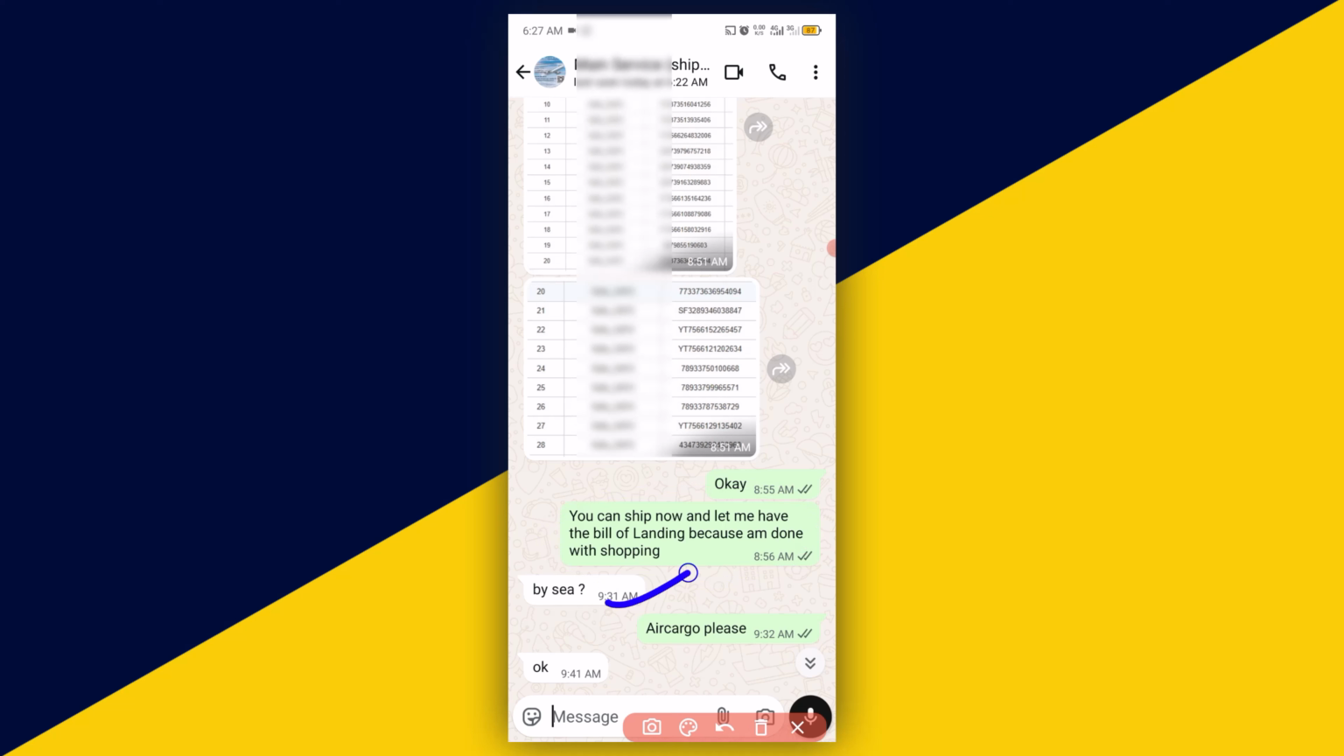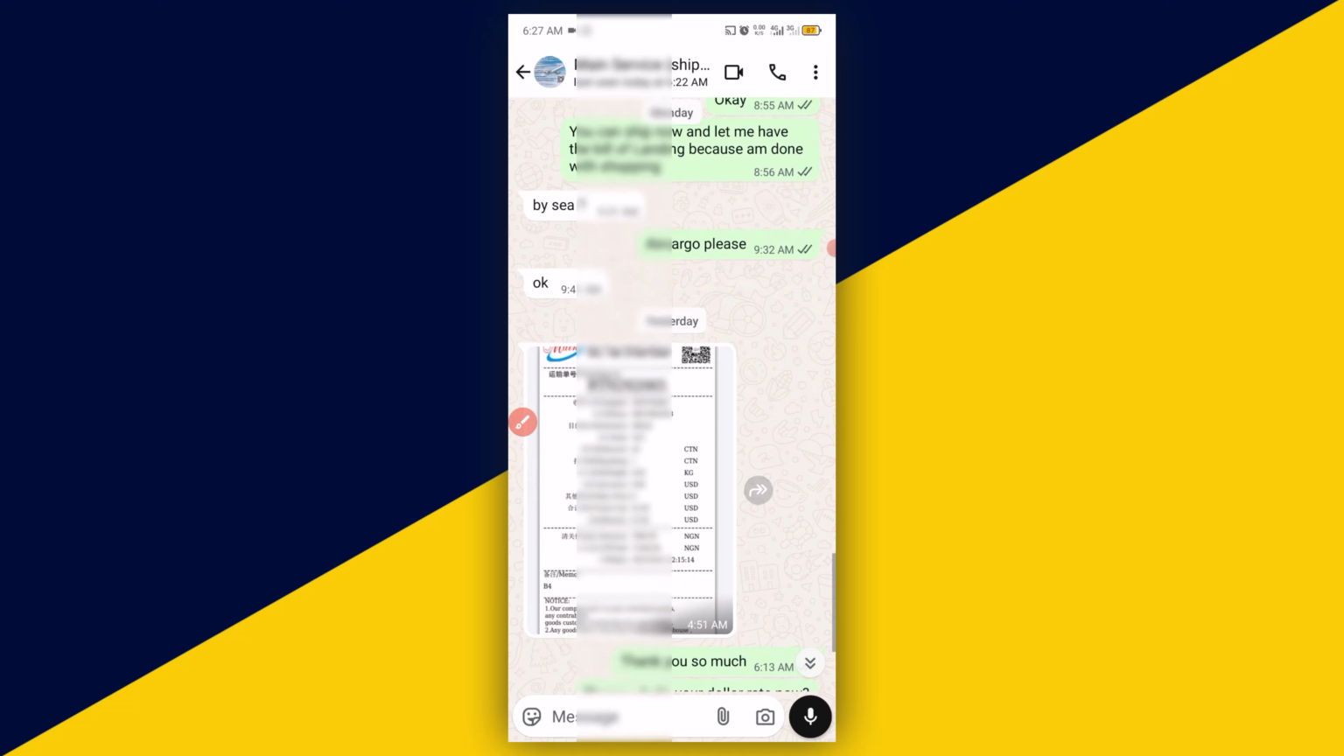You might want to ship by sea. This shipping company offers both sea shipping and air shipping. For this particular parcel, I asked them to go ahead with air cargo, and the response says okay. Scroll down right here, and you can see that after a few hours they were able to give me my bill of lading. Once you get your bill of lading, you will have the knowledge of how much you are paying to the shipping company if the product eventually arrives from China.